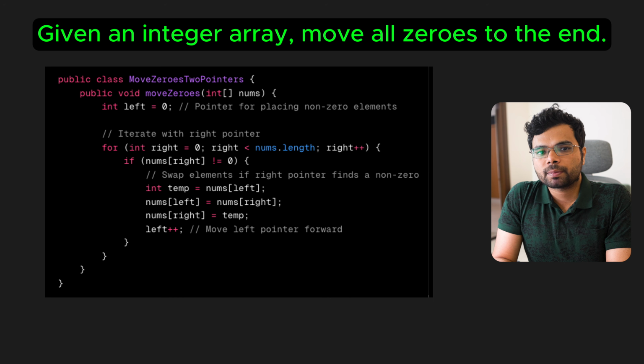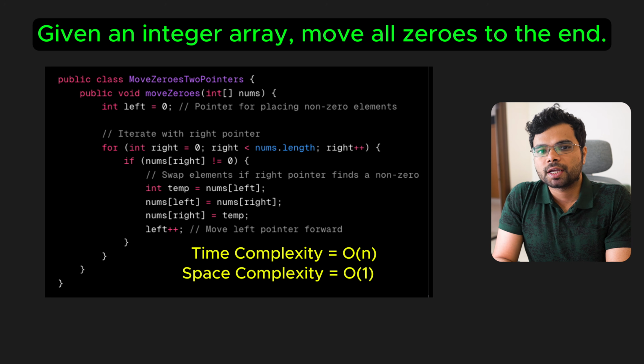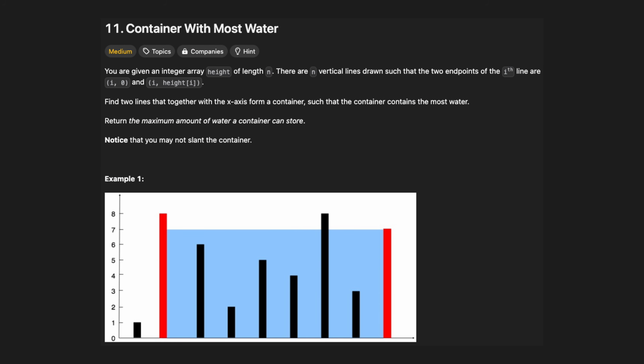The time complexity of this approach is O(n) since we iterate through the array only once. The space complexity is O(1) since we are not using any extra space. Let's move on to our next problem, LeetCode 11, Container With Most Water.